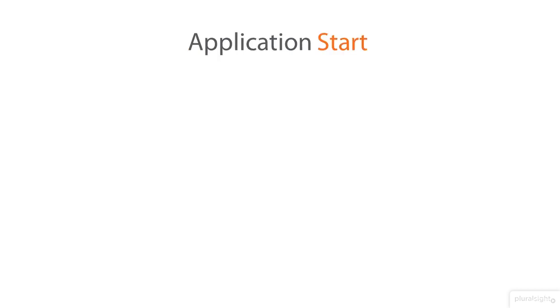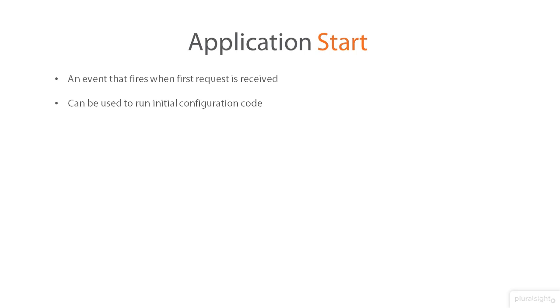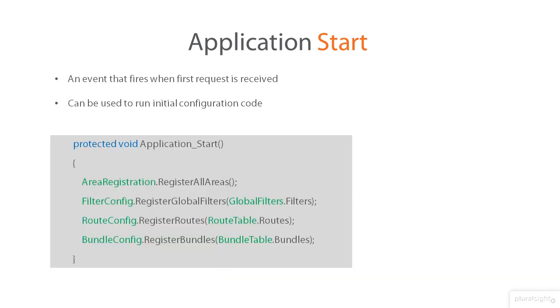So every MVC application is brought to life by the application start event. This event fires when the application receives its first request. It also allows us to perform global configurations before anything else happens, which we can see in the default implementation here. In an MVC application, you can use this method for various tasks, like registering areas or applying global filters. Starting with MVC4, you can also register script and CSS bundles.